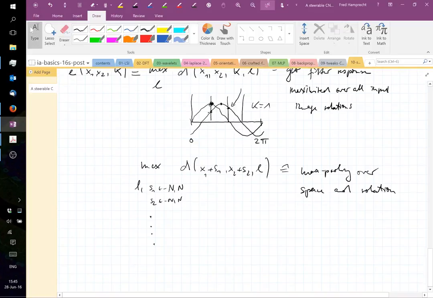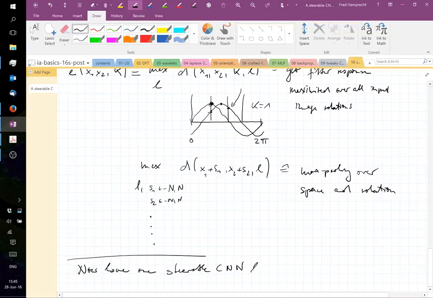Okay, so at this point here, we now have a single, let me call this steerable CNN layer.